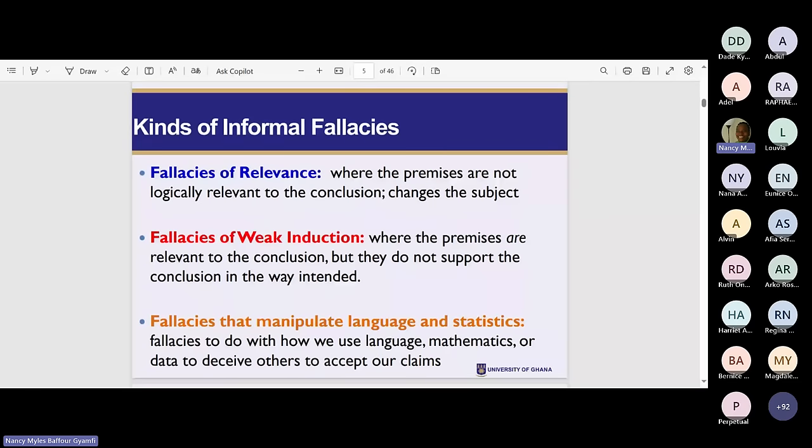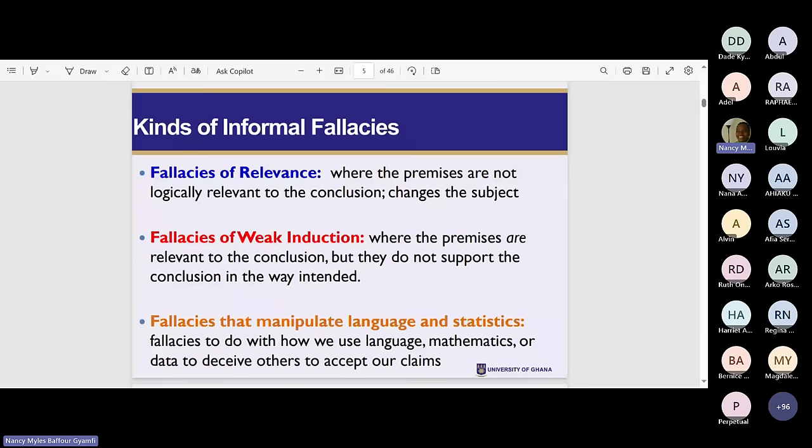Sometimes when people commit such informal fallacies, the error you detect is a result of what? The relevance. You are querying the relevance of the evidence given to the conclusion drawn. When you say there is a fallacy of relevance, you are telling the speaker, look, I see a problem with the way you are reasoning. And that problem has to do with how relevant the premise you offer me is to the conclusion you are drawing. In other words, indirectly, I'm telling you, your premises are not relevant to the conclusion you are drawing. That is a type of informal fallacy categorization, grouping.